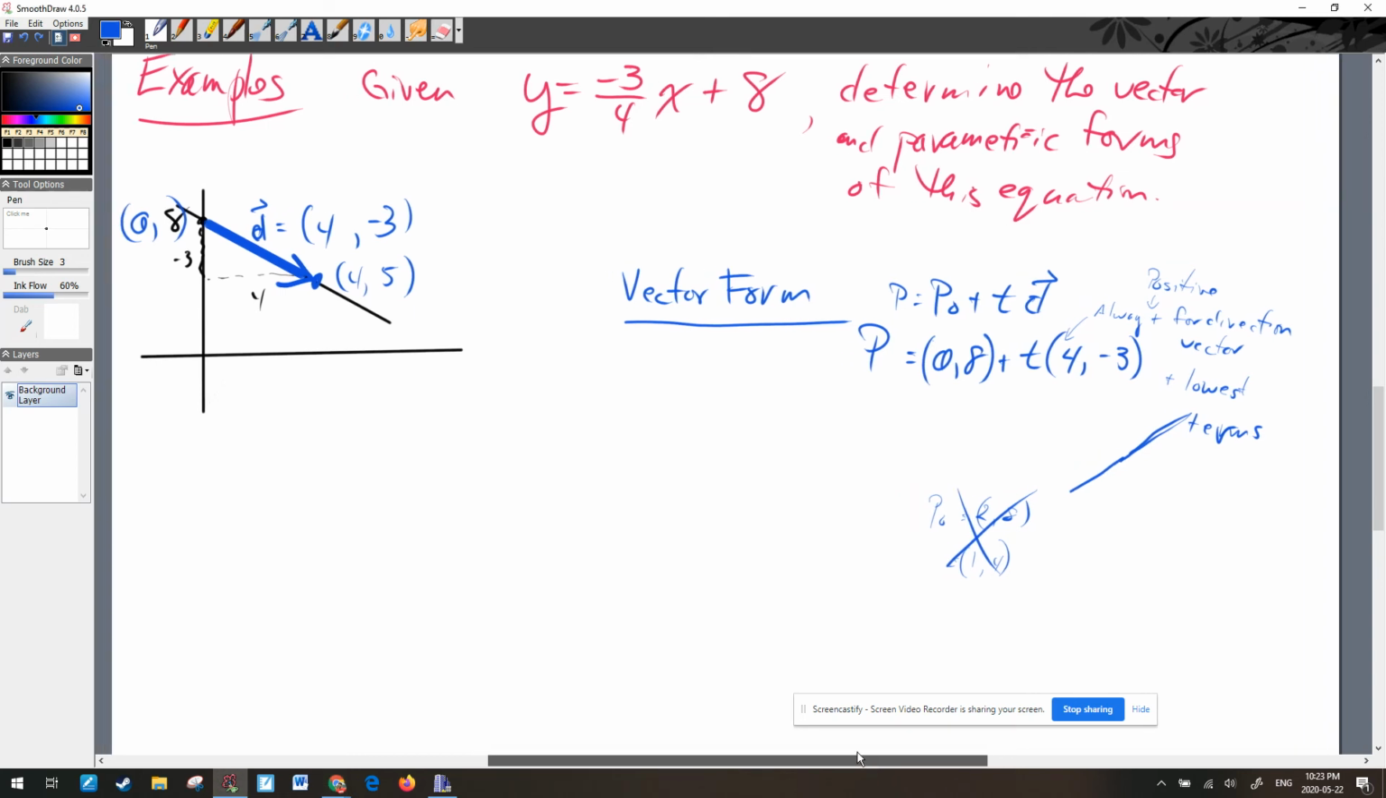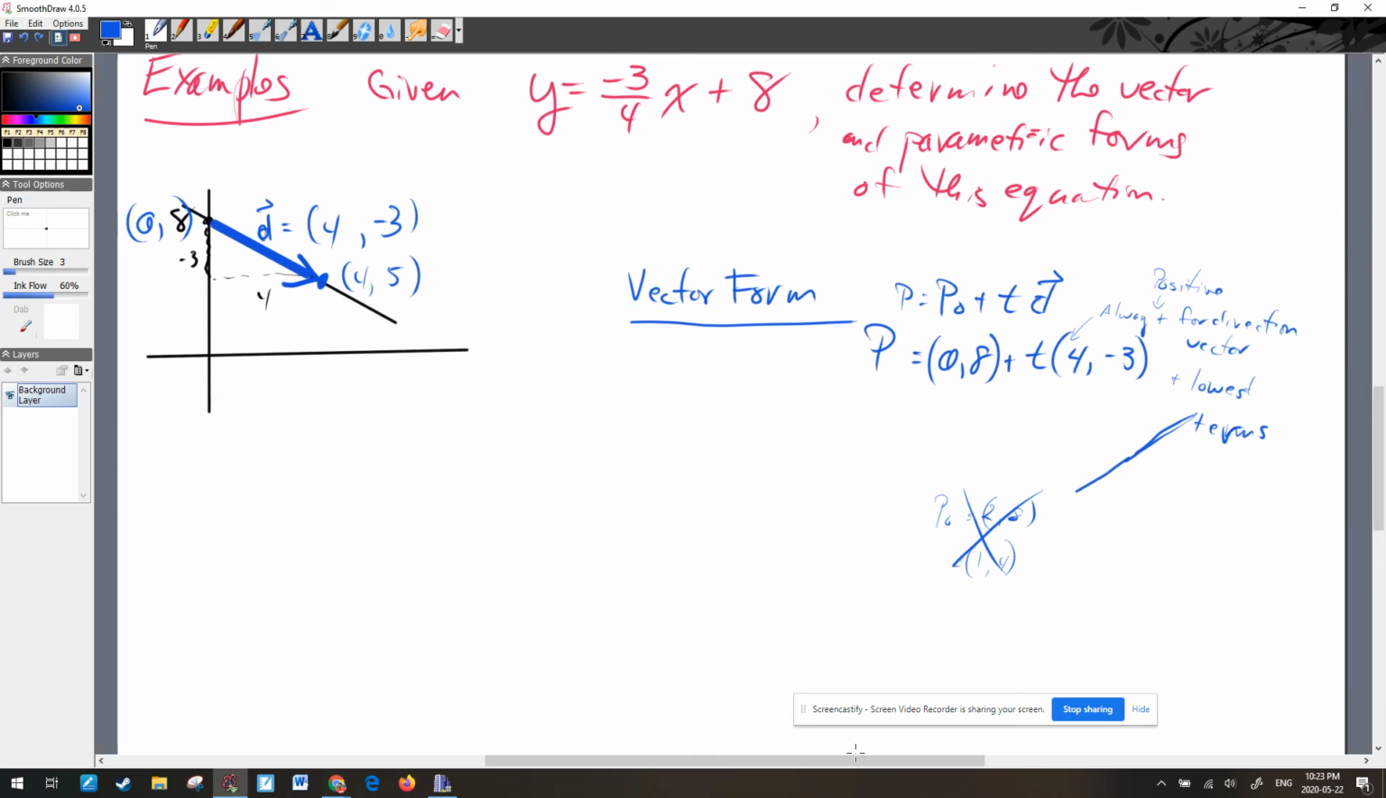So on we go. So there is the vector form. We got that. That is one of the vector forms. Lovely. So there's a vector form.